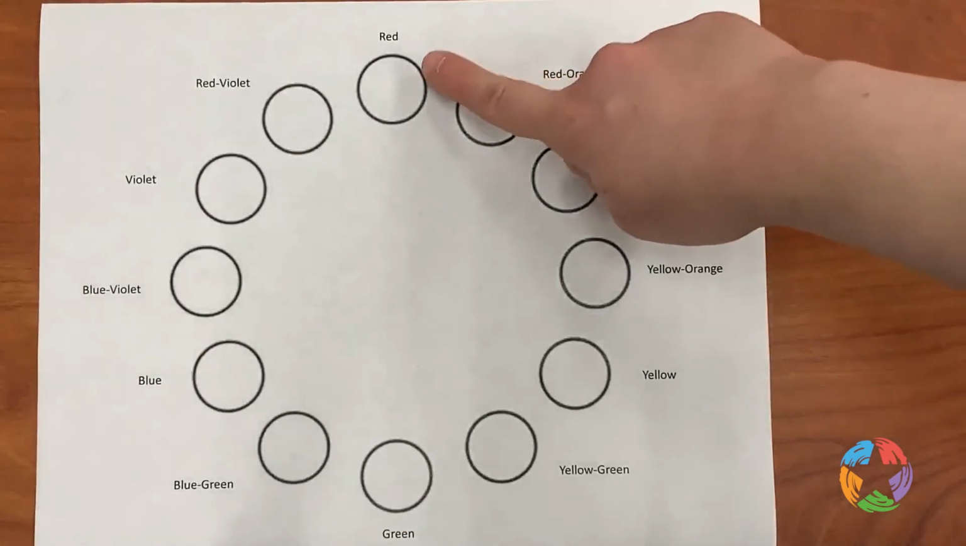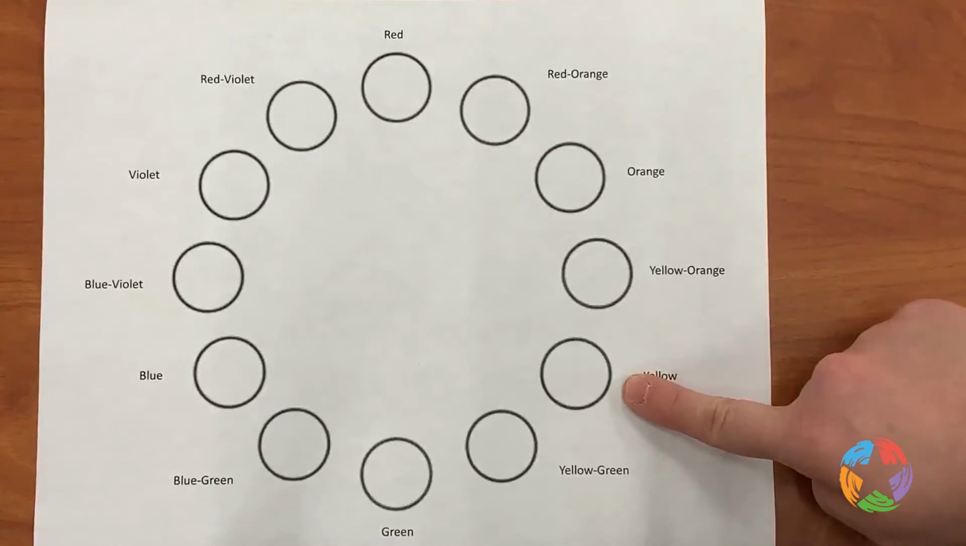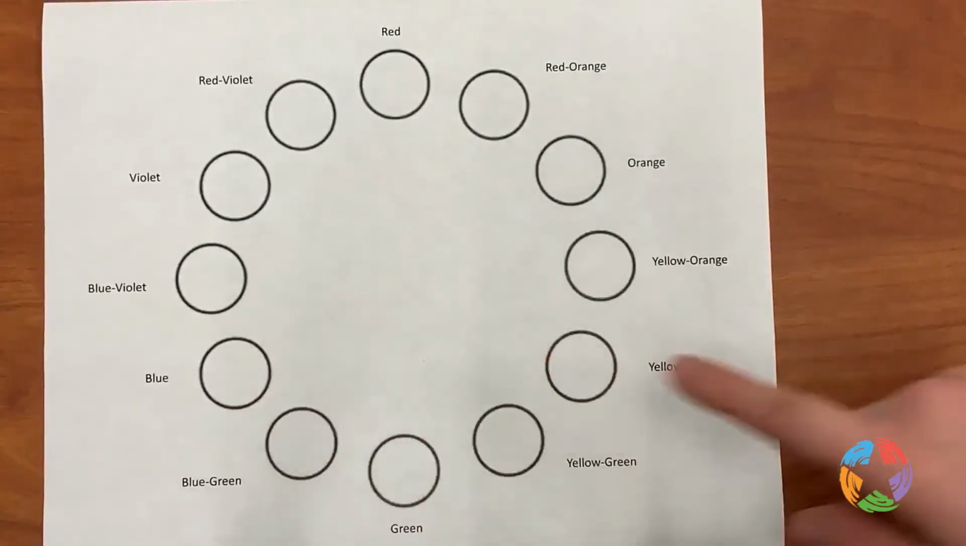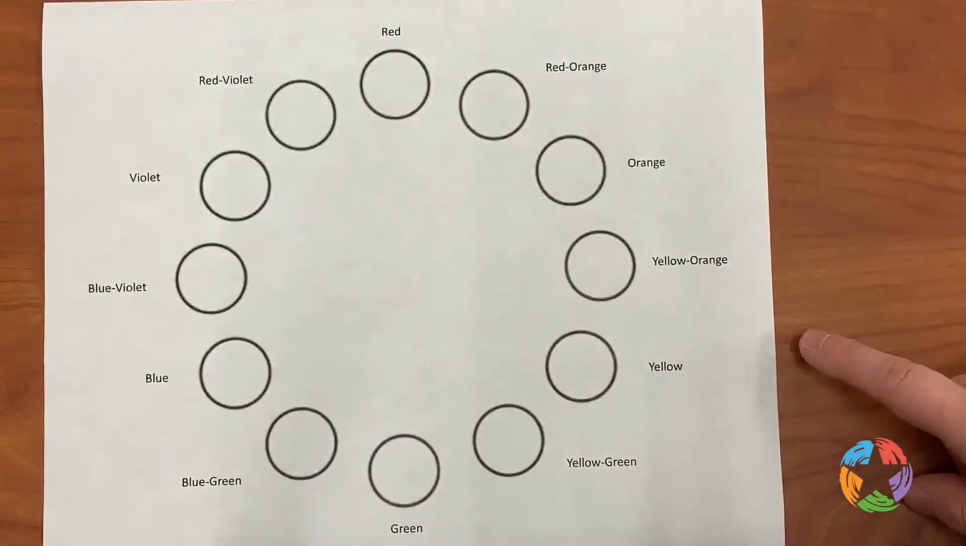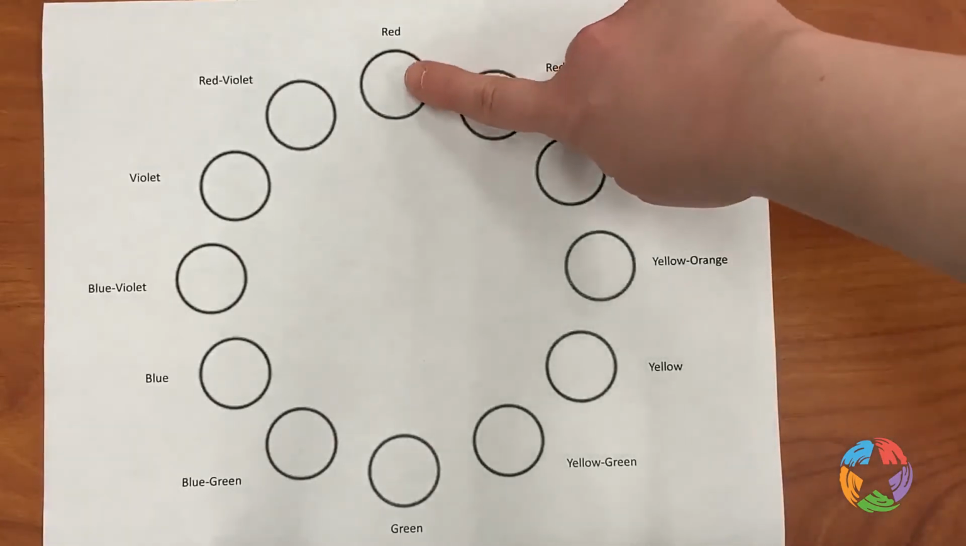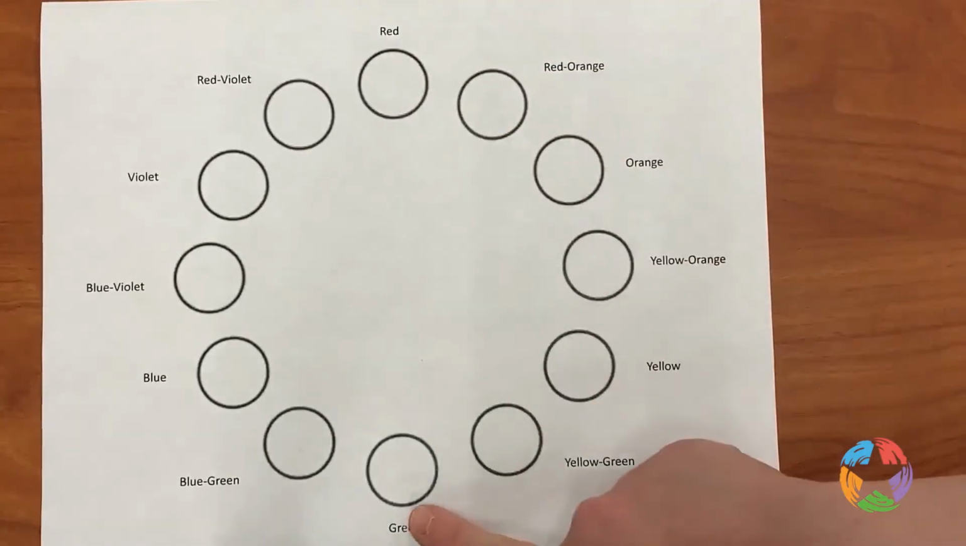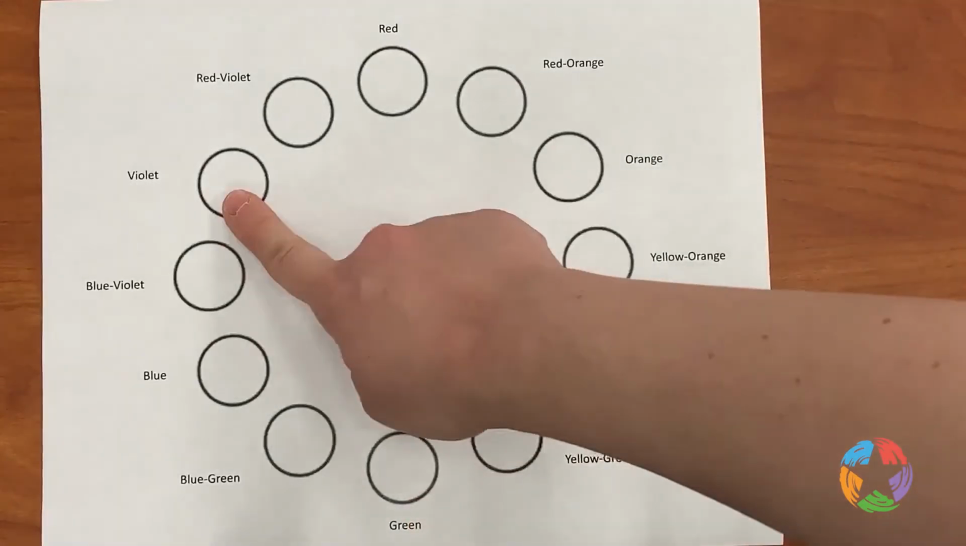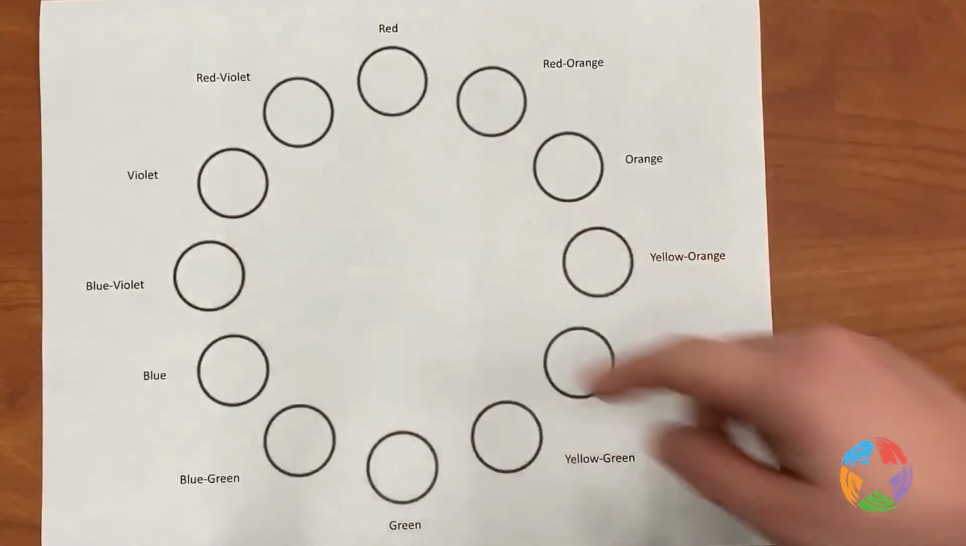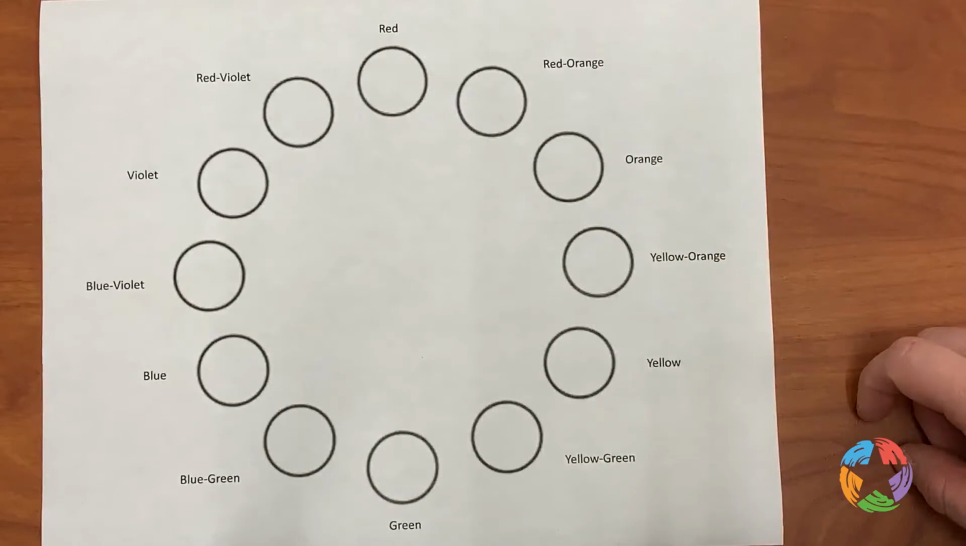Here we have a basic color wheel. These will have the primary colors of red, yellow, blue, and you'll also have your secondary colors. So in between these will be orange, green, and violet or purple. And we're also looking at tertiary colors. Those are colors that are in between primary and secondary colors.